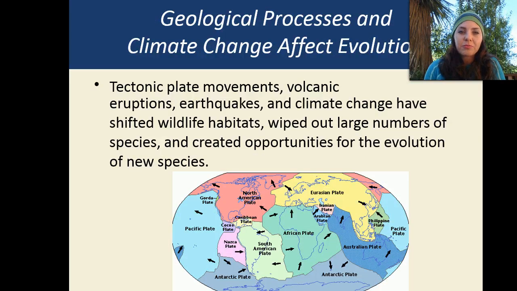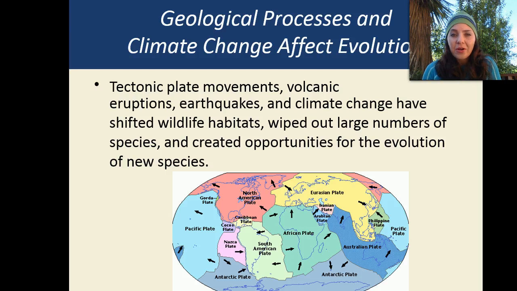I also want to discuss briefly how geological processes and climate change affect evolution. So tectonic plate movements, volcanic eruptions, earthquakes, and climate change have shifted wildlife habitats. They've wiped out large numbers of species, and they've also created opportunities for the evolution of new species to come into existence. So you should have learned a little bit about this probably in earth science when you took it in 8th grade, the tectonic plates.